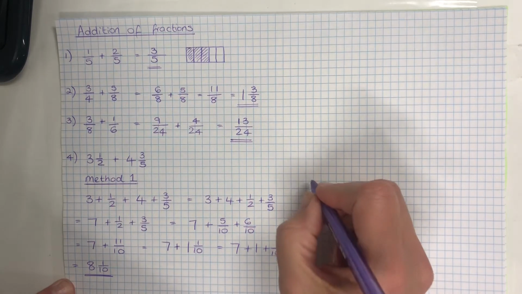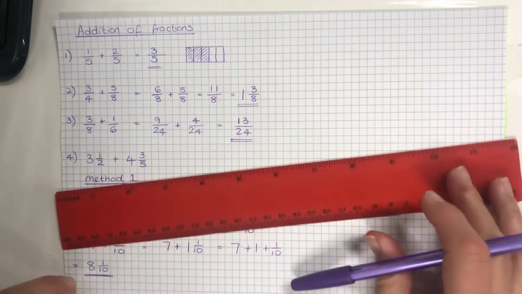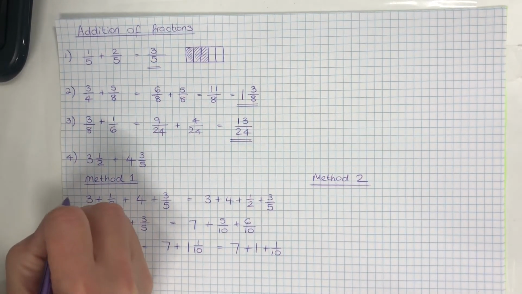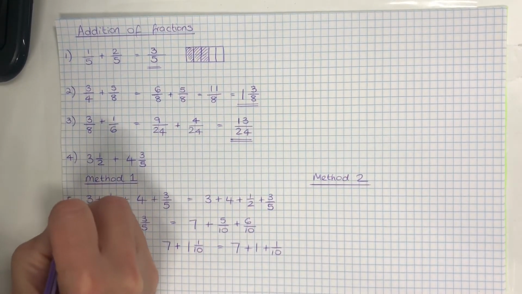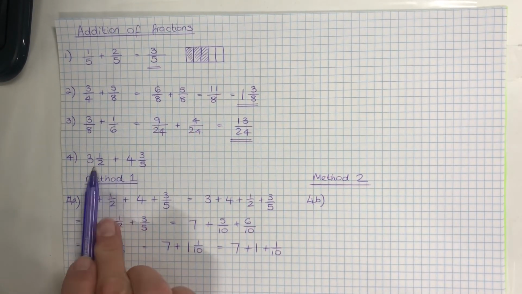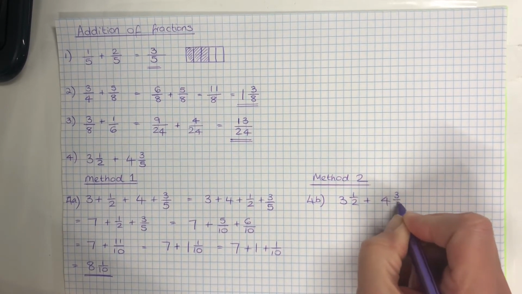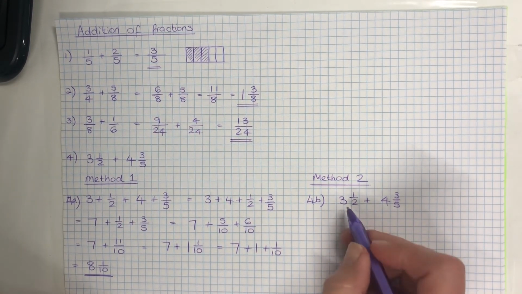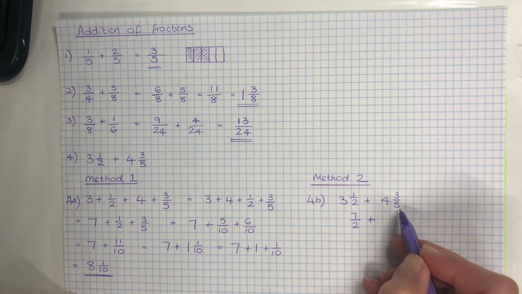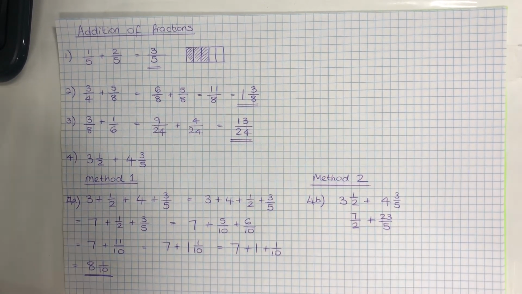I can also convert my mixed numbers into improper fractions. So my other option for question 4, let's do it over here. Okay, so remember let's write the question again. 3 and 1/2 plus 4 and 3 fifths. 2 multiplied by 3 is 6, add 1 is 7 over 2. 4 multiplied by 5 gives me 20. 20 plus 3 gives me 23 over 5.